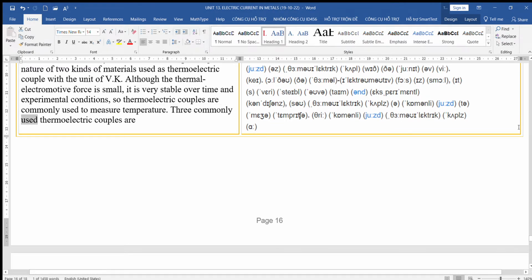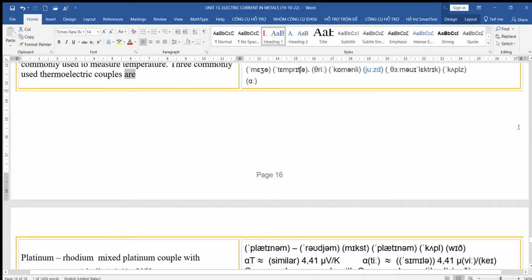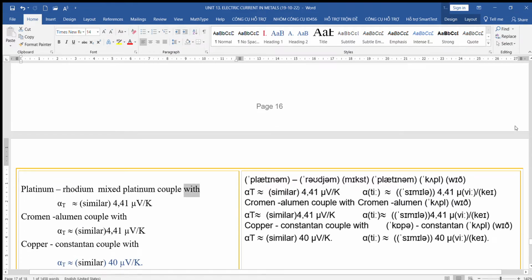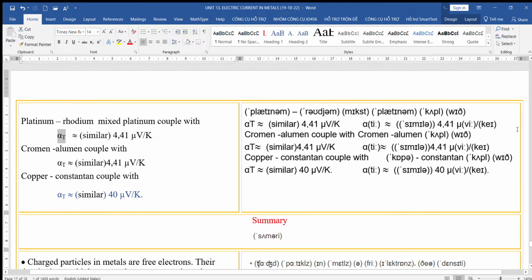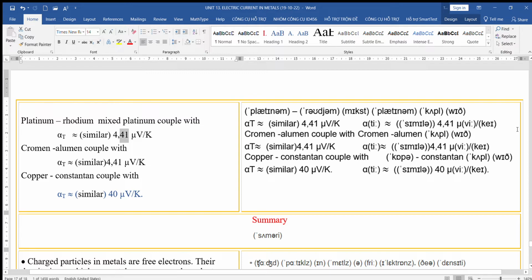Three commonly used thermoelectric couples are: platinum, rhodium-mixed platinum couple with alpha_T of about 4.41 microvolts per kelvin; Chromel-Alumel couple with alpha_T of about 41 microvolts per kelvin; Copper, Constantan couple with alpha_T of about 40 microvolts per kelvin.